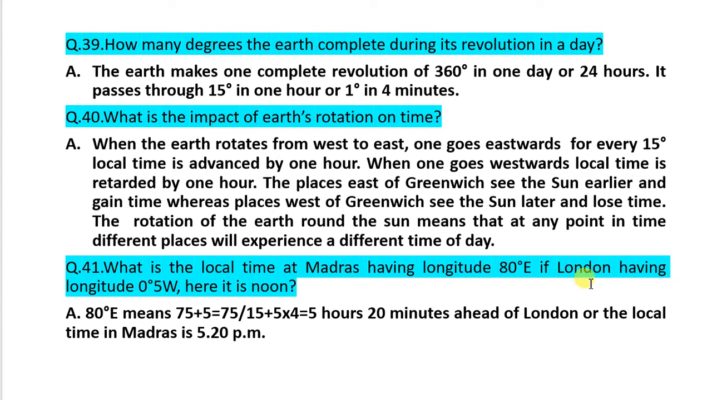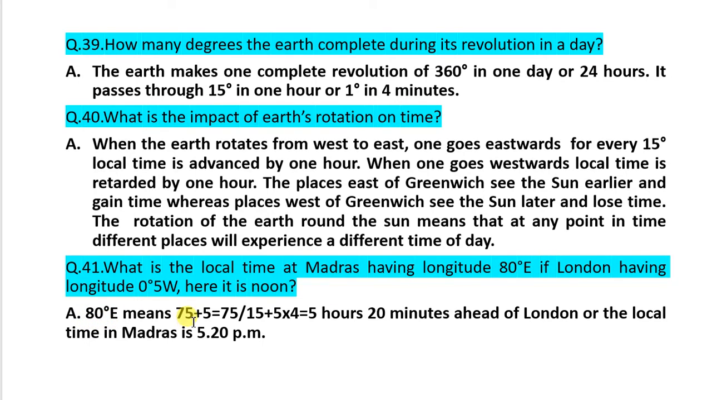degrees east, if London, having longitude 0 degrees, has noon? In London it is noon. What is the local time in Madras if its longitude is 80 degrees east?